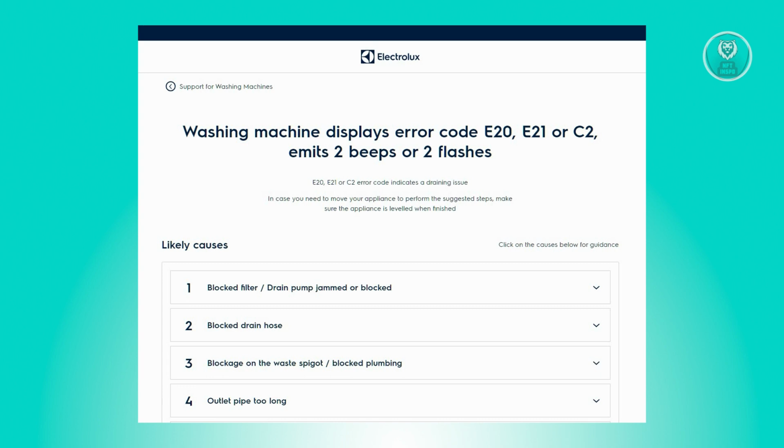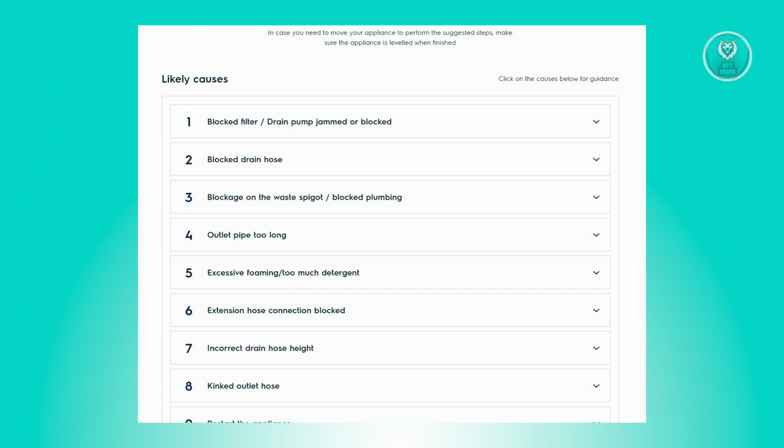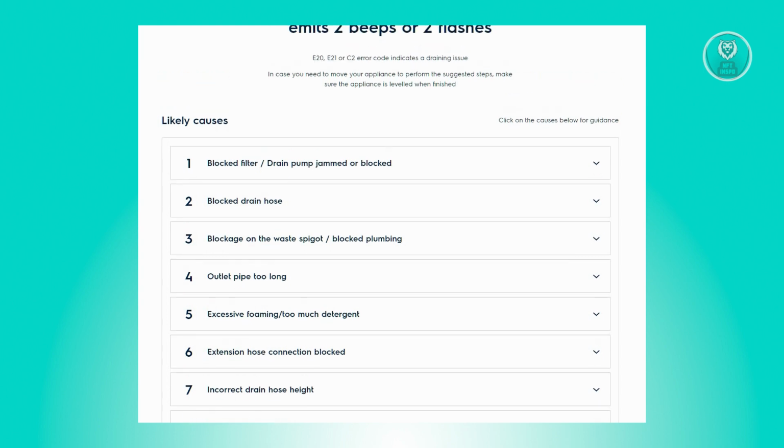Now in this case, there are some steps that you could take to probably solve this issue. So first thing you need to do is unplug your machine. Prioritize safety by disconnecting the washing machine from the power source before proceeding with any maintenance.